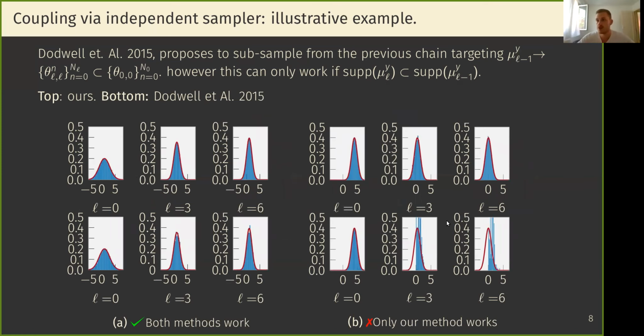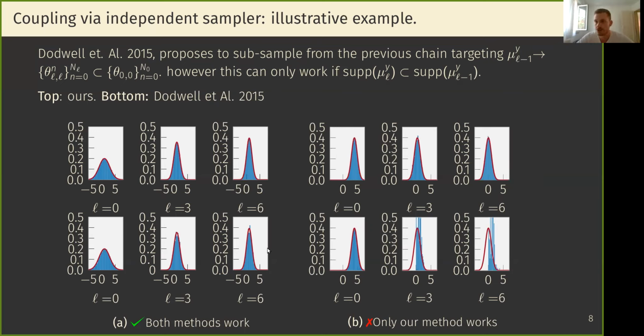And if we look at the histograms of the samples at different levels, we obtain as follows. On the top rows, I plot the histograms obtained with our method, and on the bottom rows, the histograms obtained with the subsampling approach. And as we can see, for this case where one density is concentrated inside another, both methods seem to target the right marginals.